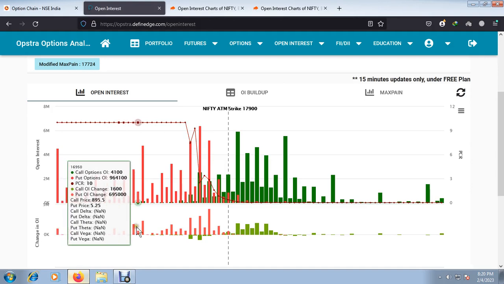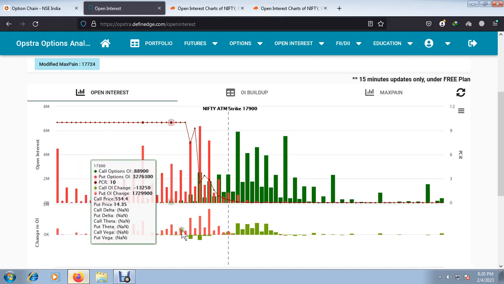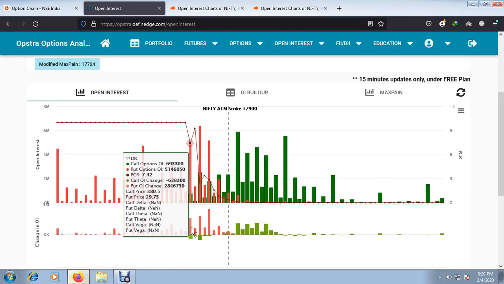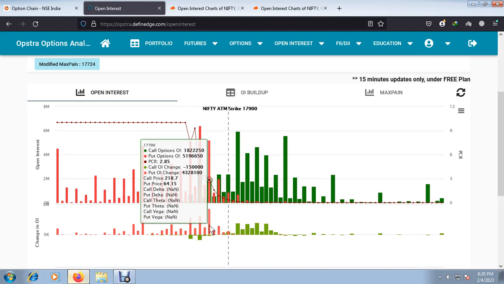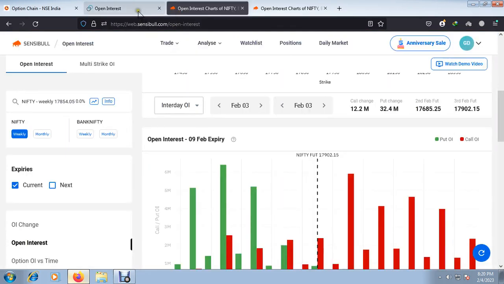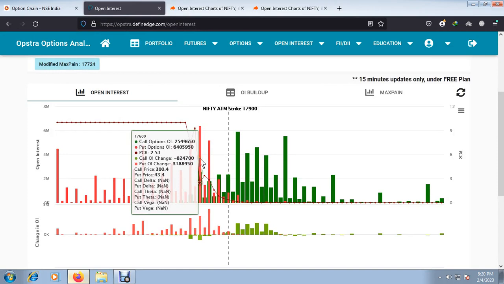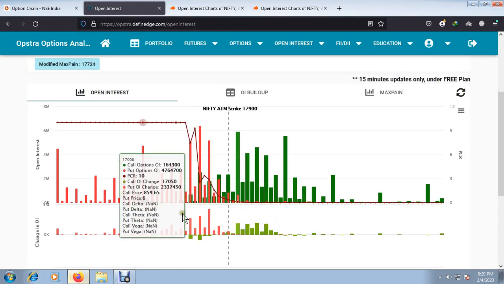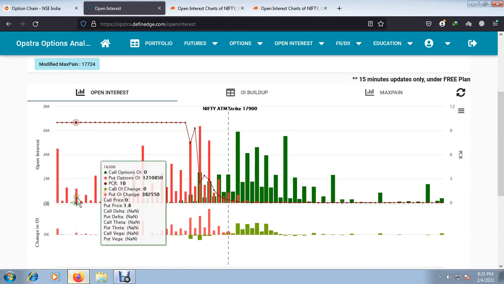Here at the end of the day we are seeing that these red columns are for the puts and the green ones are for the calls. It is showing at every strike price, the same thing whatever is given there. So everyone was asking me, they are having some difficulty understanding this thing. It is very simple to understand. The top one is the open interest and the bottom one is the change in open interest.